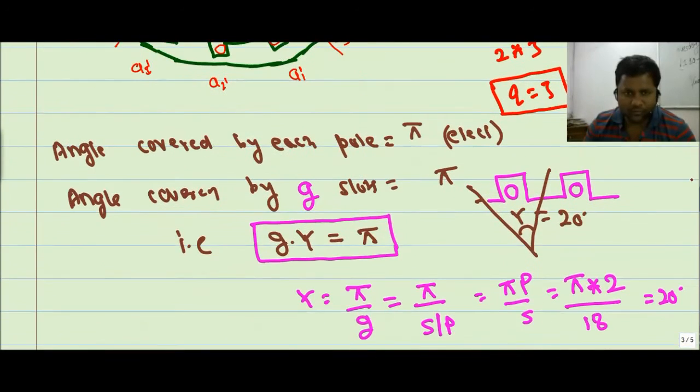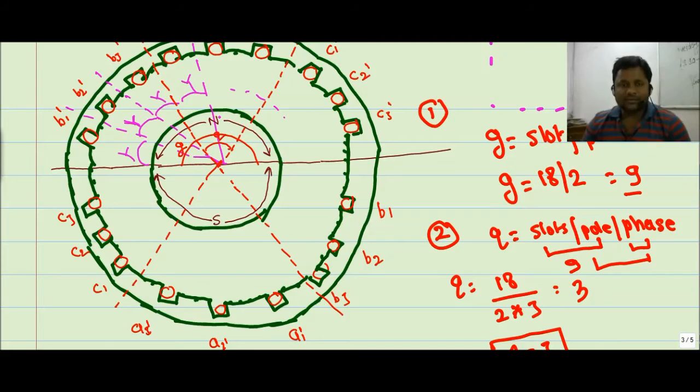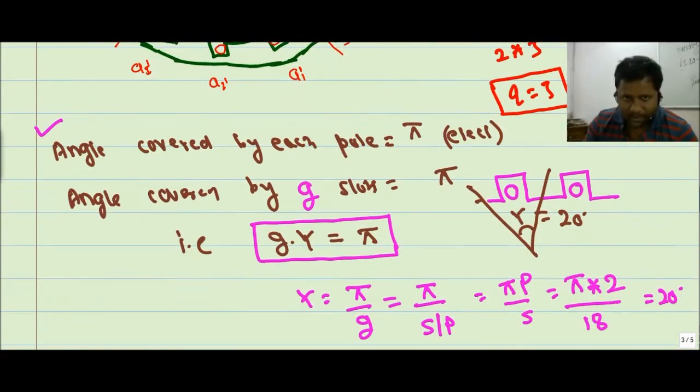So here I just understand that the angle covered by each pole is pi. Each north pole covers the angle of pi. This is the pi, and G is also the 9 slots per pole. Total slots per pole is 9. If I multiply G by gamma, then we can calculate this angle called pi.